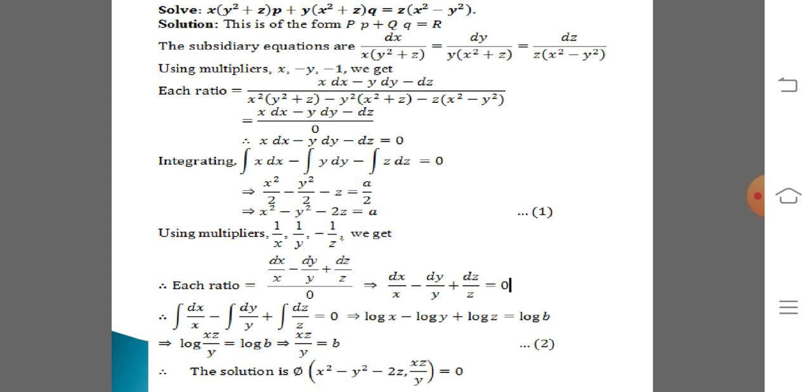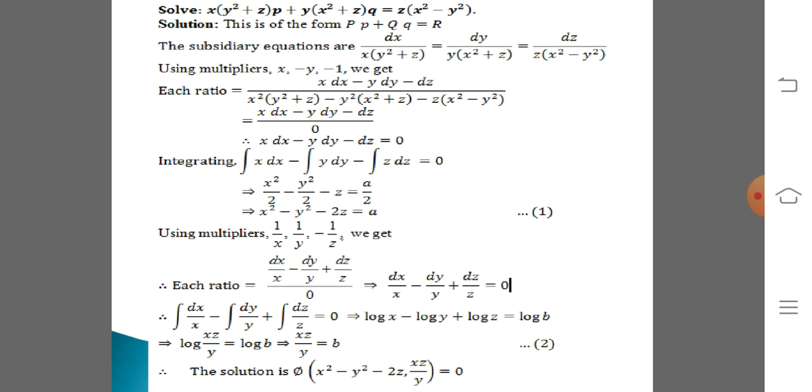Okay, you take 2 as LCM for the left hand side and you cancel the 2 which is appearing in the denominator on both sides, you get x square minus y square minus 2z equal to a. You take it as equation number 1.